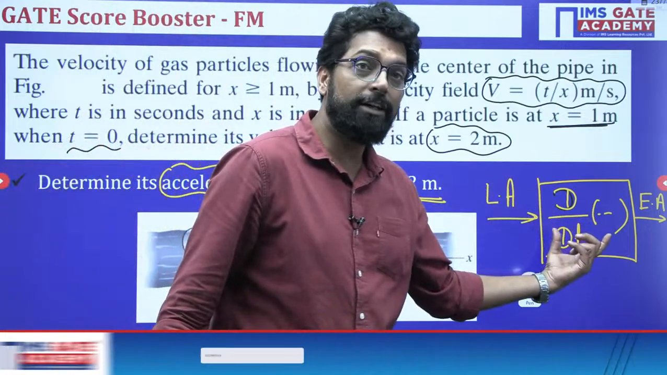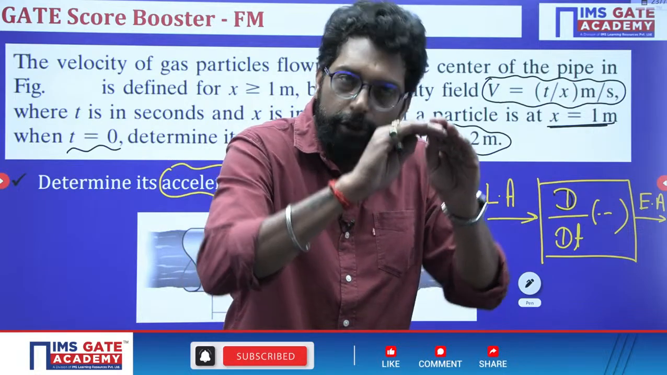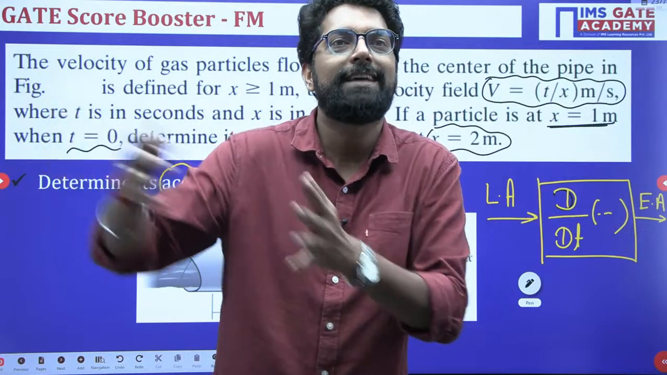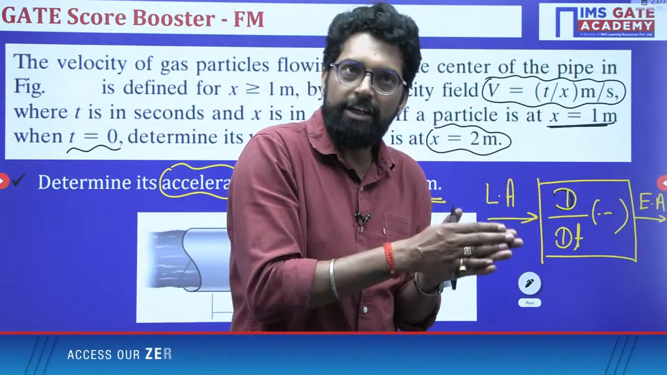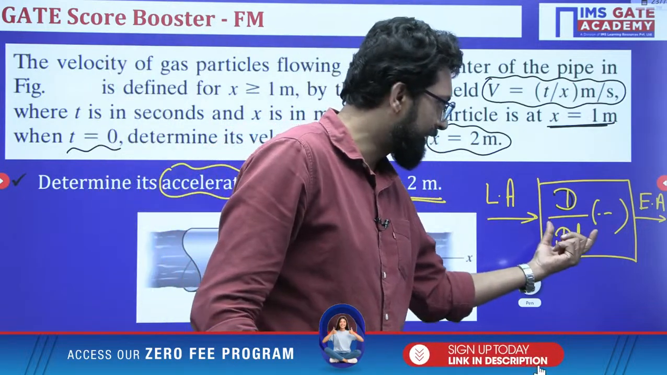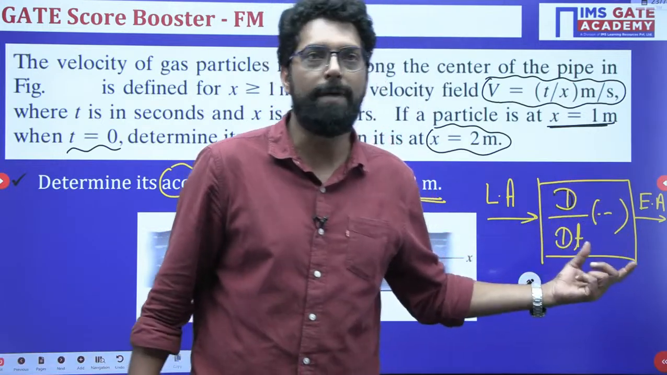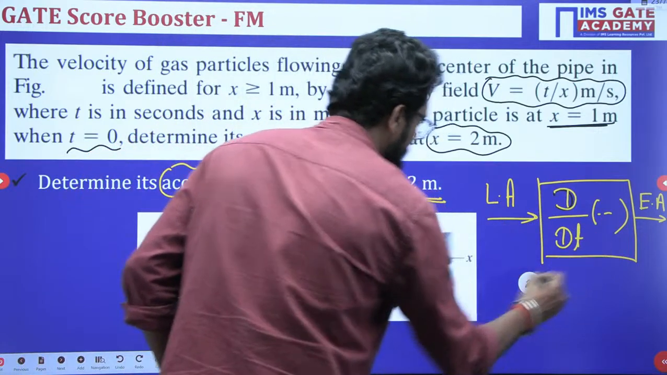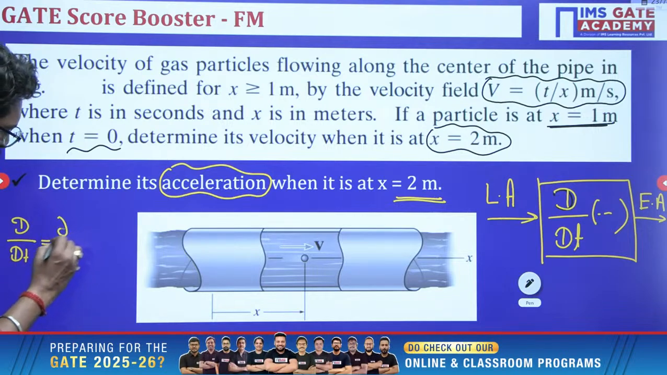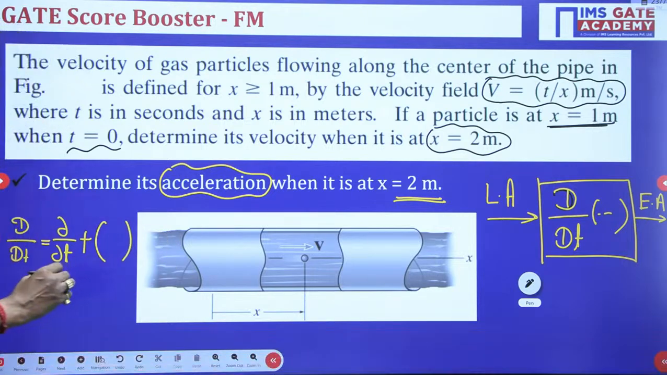And what is this total derivative? It is the summation of the components: the local part, that means the time derivative, plus a space derivative, the convective part. So the total derivative includes the convective part plus the temporal, local part. So this D by dt is nothing but del by del t plus a convective part. That means it is like that.